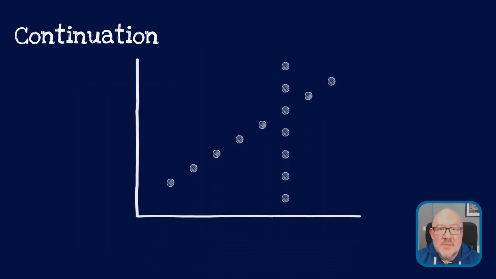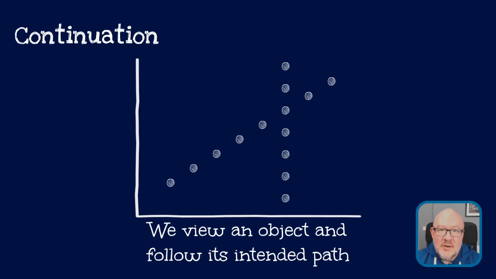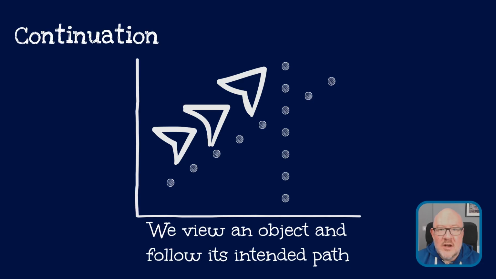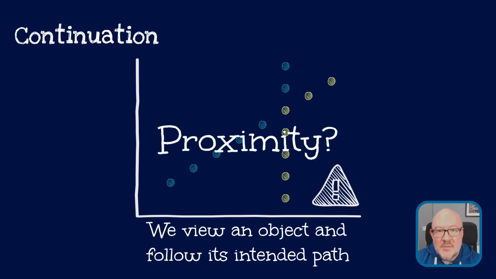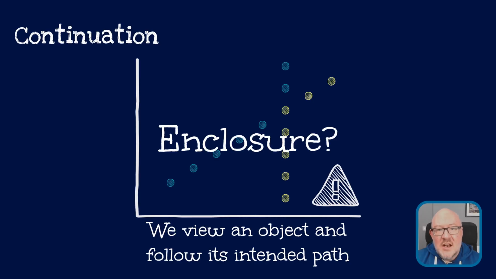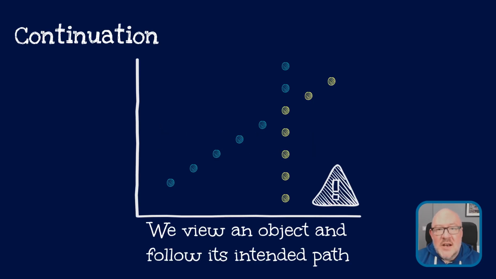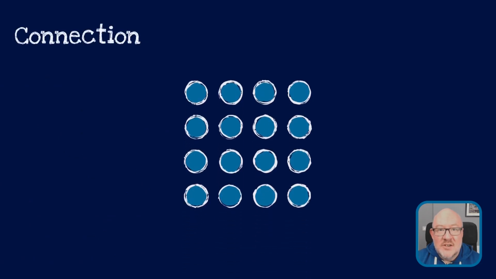The continuation principle states that our eyes will look at an object and follow its intended path. So on this chart here, you can see we've got an upward sloping diagonal line and a vertical line. But what if that's not the case? What if the two sets of data actually look like this? Here I've shaded the data points to add some additional context to the chart, but it may not be enough to override the continuation principle. If I can't present the data another way, I may consider separating the lines using the proximity principle, bounding them using enclosure, or joining them up using our next principle, connection.